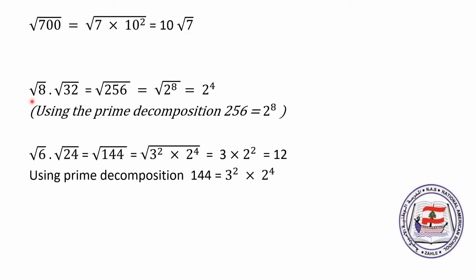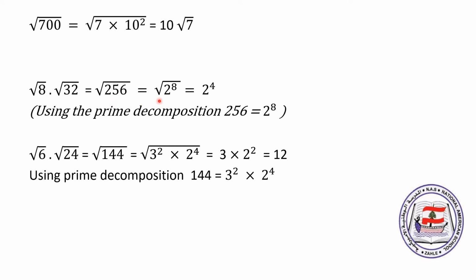For the following, radical 8 times radical 32, as we stated before, when we have a product of two radicals, we need first to reduce it into one radical. So it gives radical 256. After that, we need to do the prime decomposition of this value.